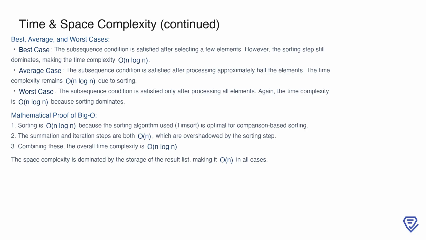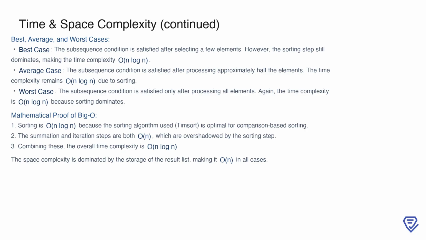Finally, we can assess the algorithm's performance across different scenarios. In the best-case scenario, the subsequence condition is satisfied after selecting only a few elements. However, since sorting still dominates, the time complexity remains O(n log n). In the average case, the condition is met after processing about half the elements, and again, sorting ensures the overall complexity stays O(n log n).